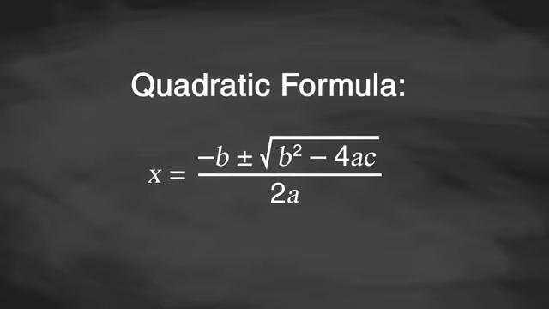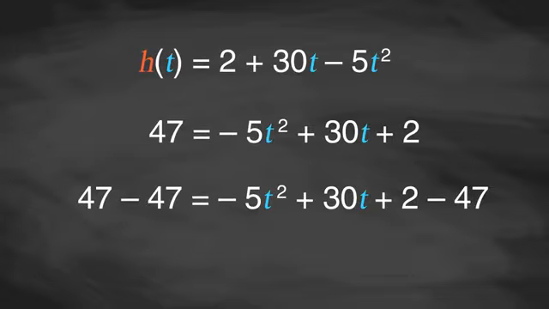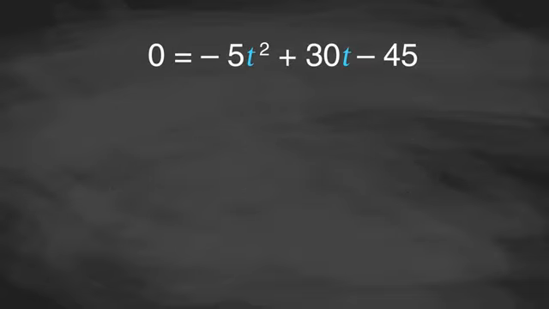One way to solve this is by using the quadratic formula. Start by setting the equation equal to the max height of 47. Then subtract 47 from both sides. The equation becomes 0 = -5t² + 30t - 45.